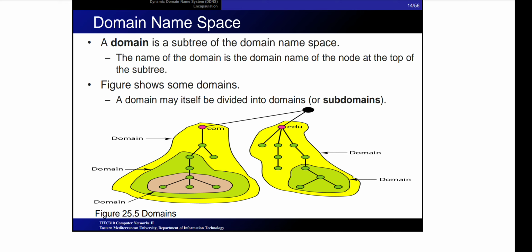A domain is a subtree of the domain namespace. The name of the domain is the domain name of the node at the top of the subtree. The figure shows some domains. A domain may itself be divided into domains or subdomains.